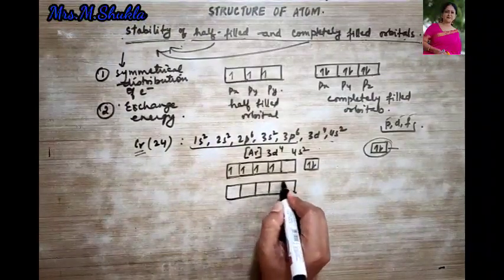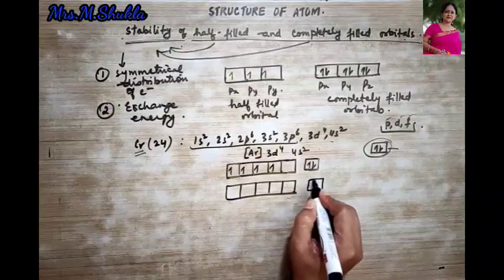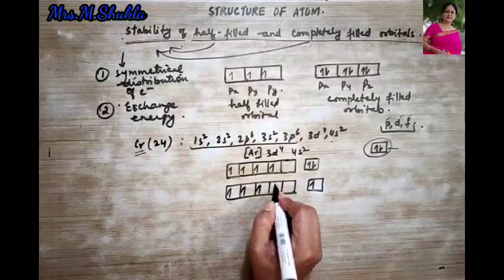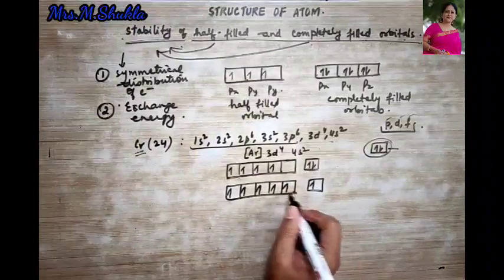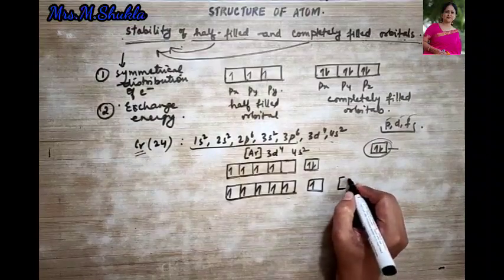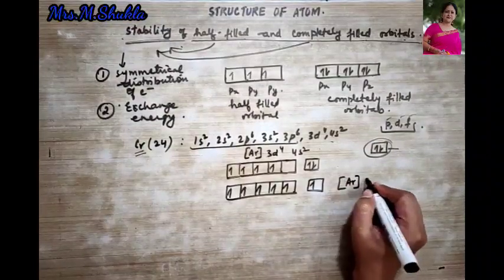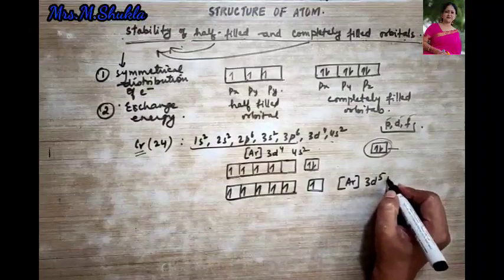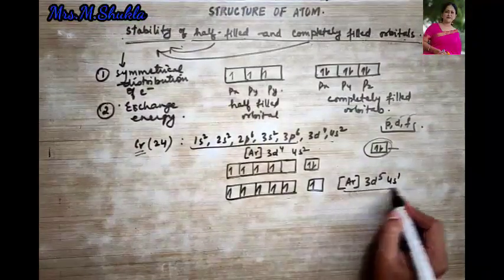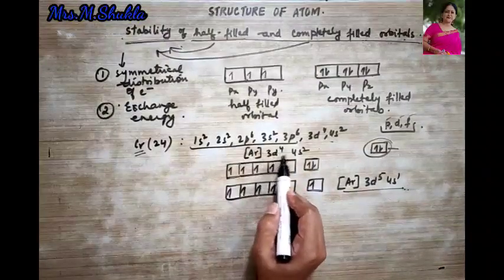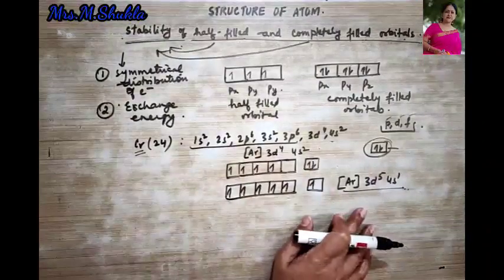1 2 3 4, this becomes 1 1 2 3 4 5. Okay, so now your configuration becomes what? This configuration is argon 3d5, 1 2 3 4 5 and 4s1. This is more stable than argon 3d4 4s2. I hope this is very clear.